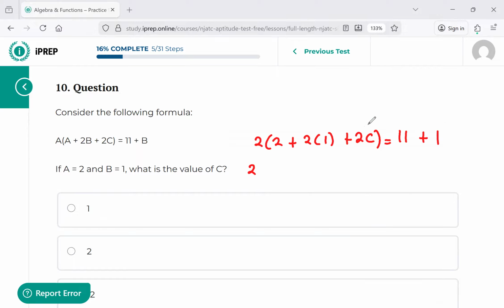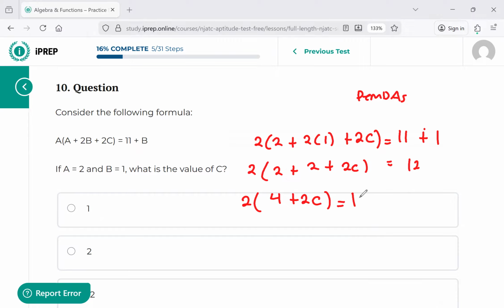Okay, so what I would do first is remember order of operations. On the right side, let's simplify first. You only have one operation, which is addition, so that's 12. On the left side, we must do the parentheses first. Inside the parentheses, it's 2, and then 2 times 1 is 2, plus 2C. Then keep on cleaning up the parentheses. So 2 plus 2 is 4, plus 2C, equals 12.